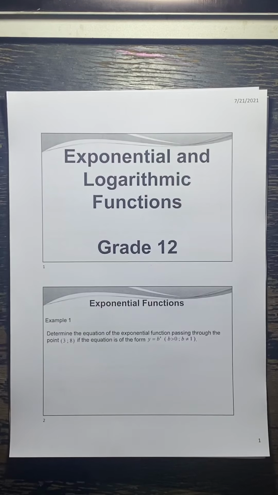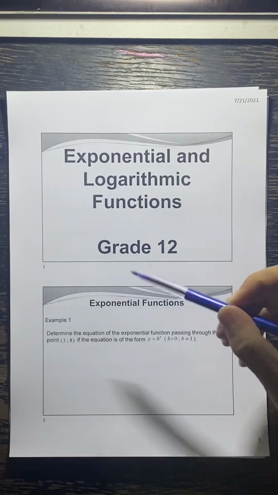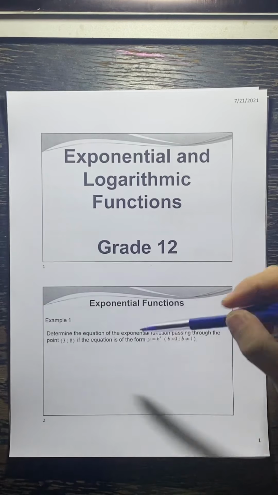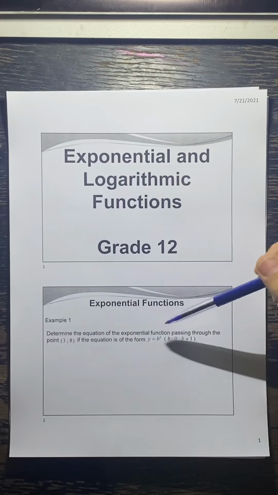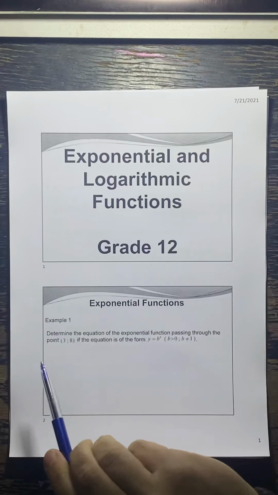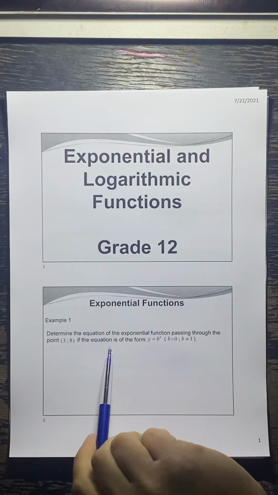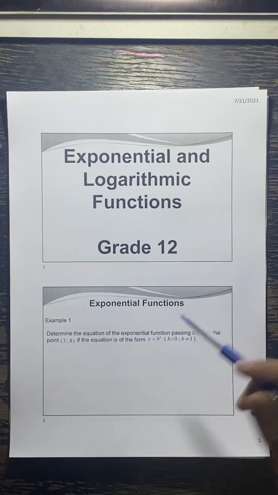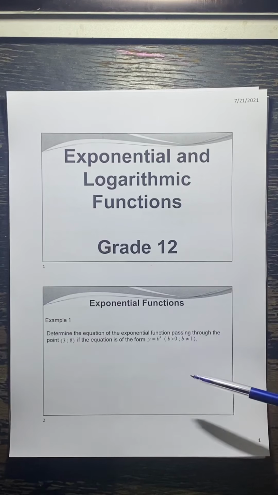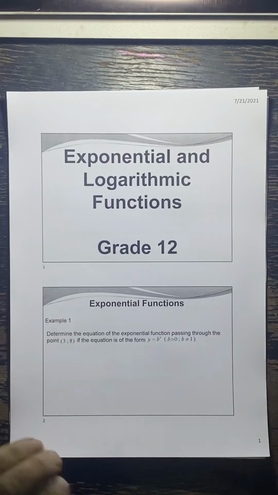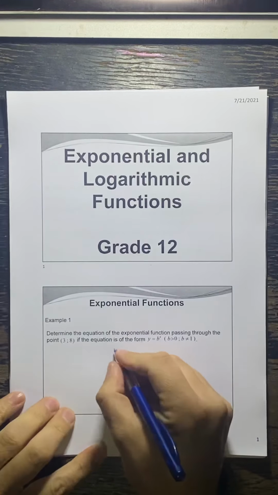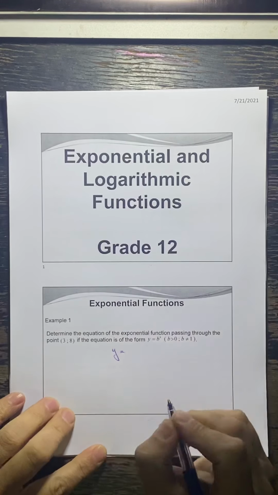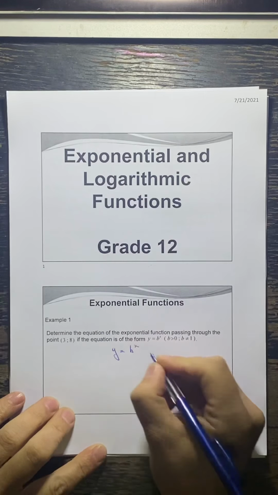Okay, so moving on here, it says example 1, determine the equation of the exponential function passing through the point (3, 8) if the equation is of the form y is equal to b to the x. They've gone on to say here that b must be greater than 0 and b can't be equal to 1. Okay, so we know that it's in this form y is equal to b to the x.